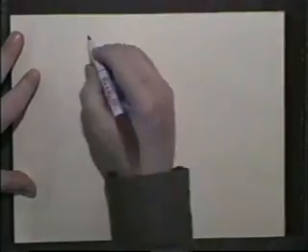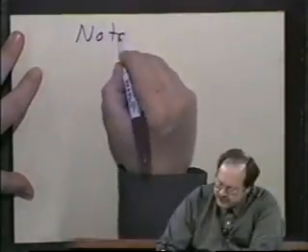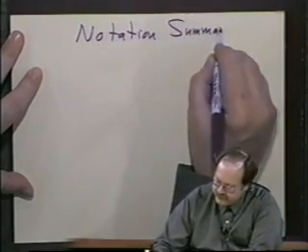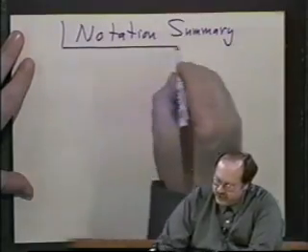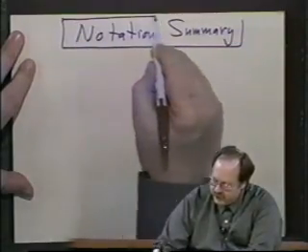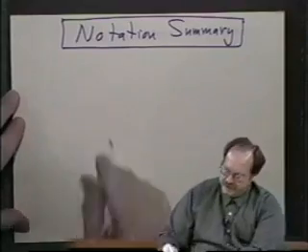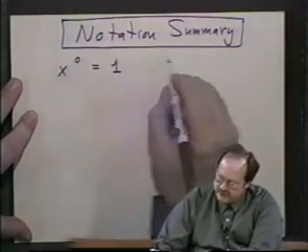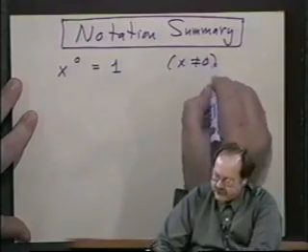All right. Well, we've had a lot of notation now, and before I leave you, I want to first do a notation summary, just so you are clear on what these notations mean and don't mean. The first one, of course, I'll remind you that x to the 0 equals 1 as long as x is not 0.